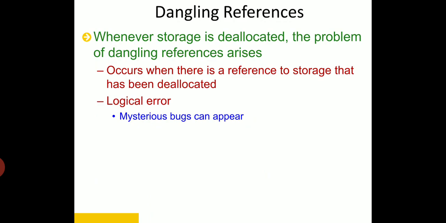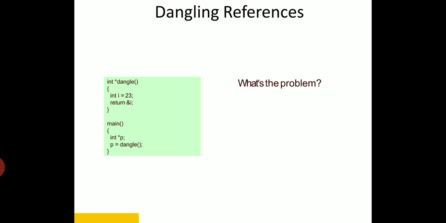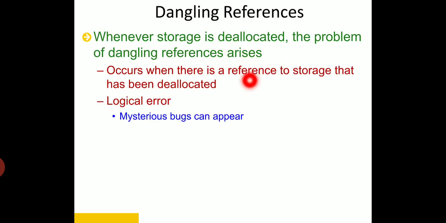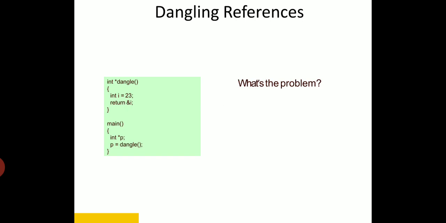Then another point is the dangling reference. That means if a storage already exists, but after some time the storage has been deallocated, then a pointer pointing to that deallocated storage becomes a dangling pointer. Dangling reference: when there is a reference to a storage that has been deallocated, that becomes a dangling reference. An example is shown here.